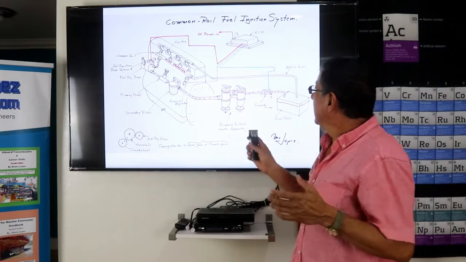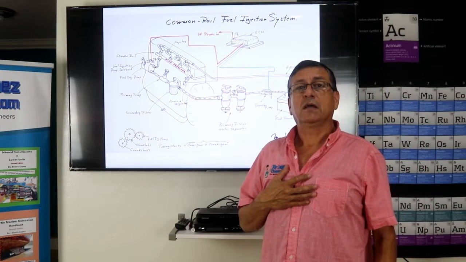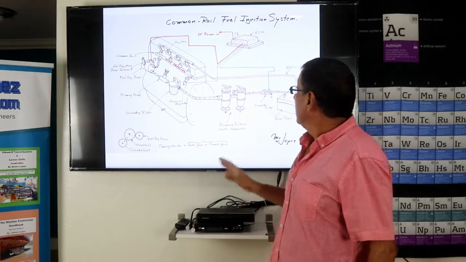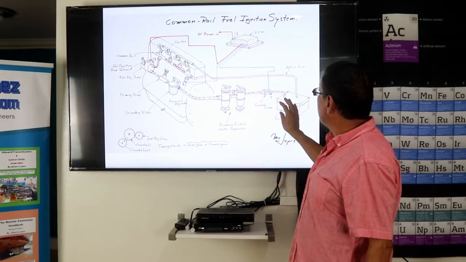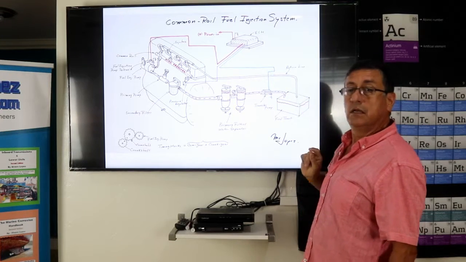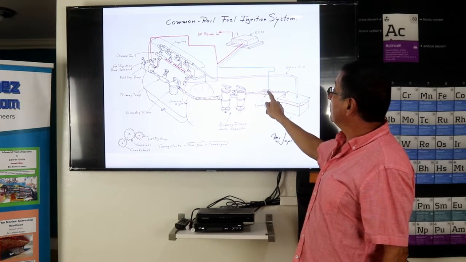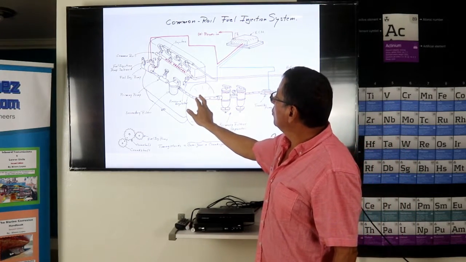This is a schematic of the electronic common rail fuel injection system. We are going to quickly refresh the process. We have the fuel tank. The fuel tank has the supply line and the return line. All right. The supply line has the transfer pump. The transfer pump can be located here, or here, or here.